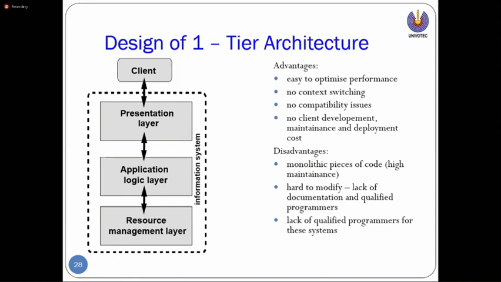What is the advantage? It is easy to optimize the performance. There is no context switching, because with one person using it there is no context switching for another person. No compatibility issues, no client development; directly, only one application is enough. Maintenance and deployment costs are also less. The disadvantage is a monolithic piece of code, with high maintenance for the code, and it is hard to modify.